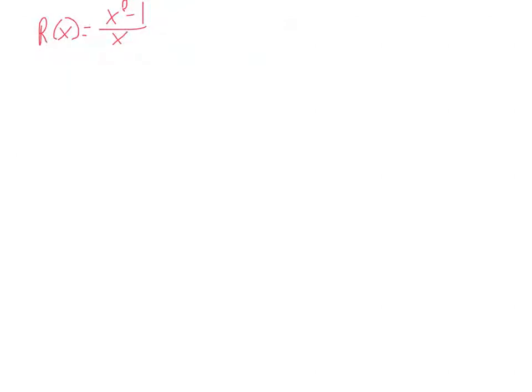First thing, x-intercepts and y-intercepts. So let's find some zeros. Zeros are going to happen when the numerator is equal to 0, right? That's when we're going to get our x-intercepts. That means x squared equals 1, so x could equal plus or minus 1. So we have two x-intercepts at positive 1 and negative 1.